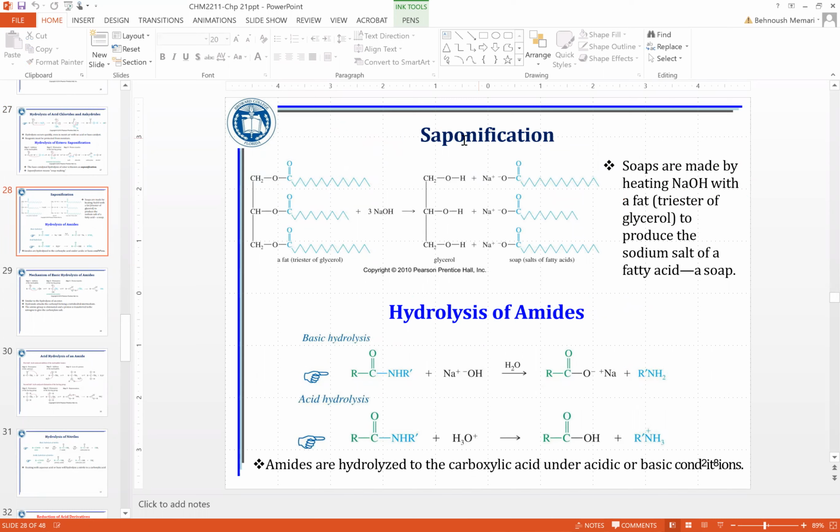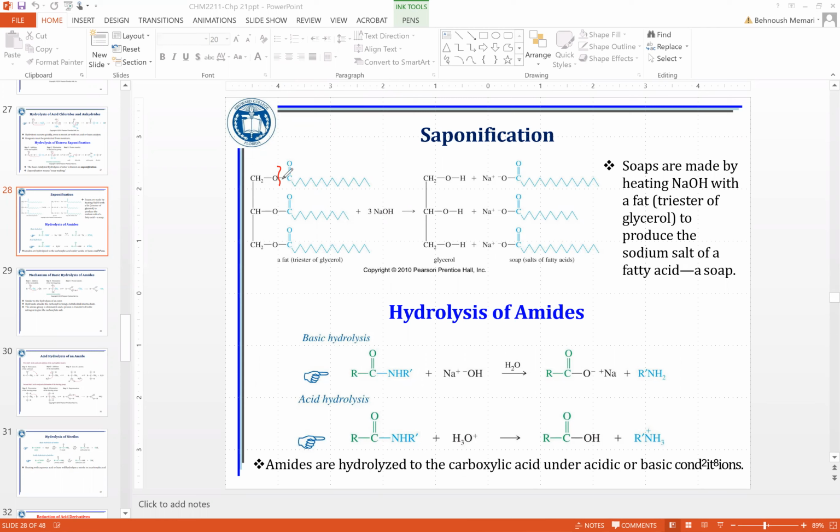Saponification is basically the hydrolysis of the fatty acid esters. They have an ester functional group. Hydrolysis of an ester in a basic solution is going to break the bond between the fatty acid and the ester functional group, which is basically going to be hydrolyzed.